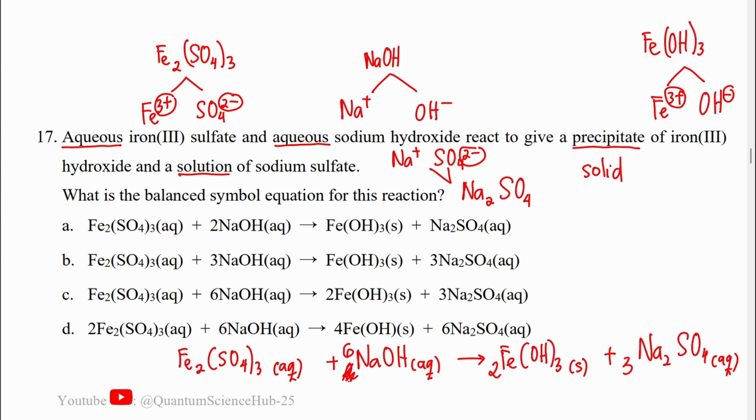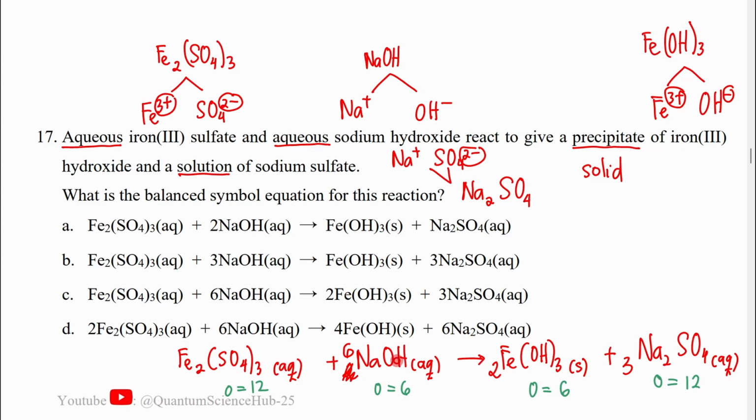Now check one more time. How many O at the left side? O here is 12 and the O here is 6, right? O here is 3 times 2, 6, while O here is 3 times 4, which is 12. So altogether is 18. It is the same at the left side and at the right side.